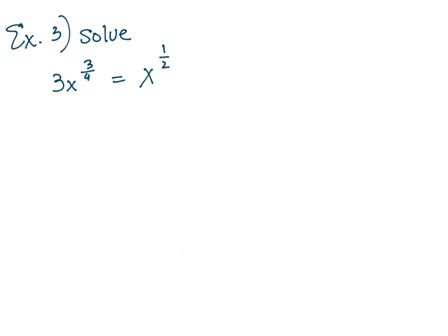So the move here instead, we're going to write it down in steps. Step 1, set equal to 0. We want to get everything on one side, which means we're going to subtract the x to the 1/2 from both sides. So we're going to have 3x to the 3/4 minus x to the 1/2, all equal to 0. Everybody okay?